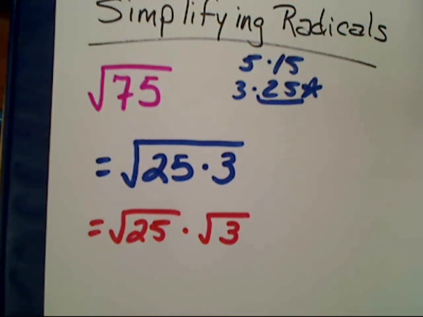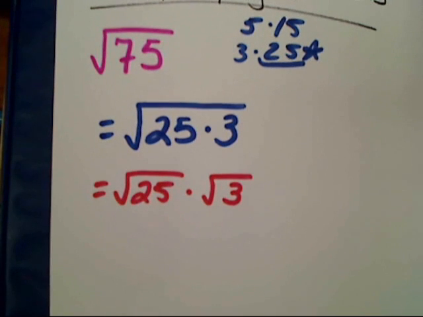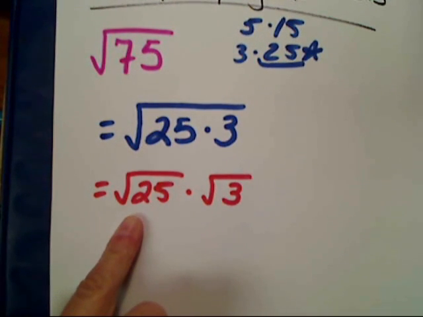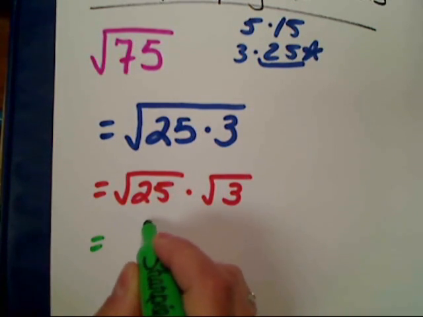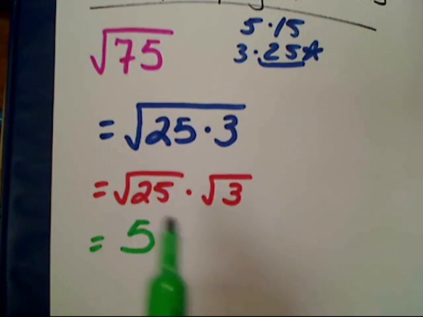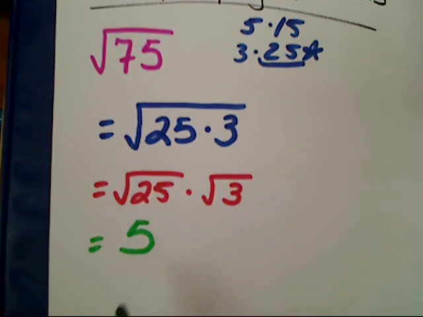Now that we have two separate radicals, we can go through and say, well, can I simplify those? Can I find the square root of 25? Is there a number times itself that gives me 25? Sure, there's 5. I use the square root symbol by asking myself what number times itself is 25. That answer is no longer underneath the radical because I've used that symbol.